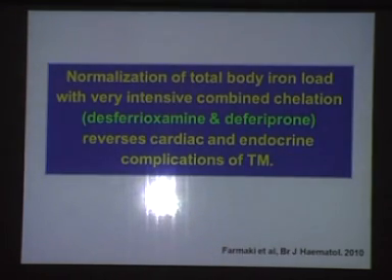Another study by Farmaki found that normalization of the total body iron load with intensive combined chelation, and especially with the combination of desferrioxamine and deferiprone, reverses the cardiac and the endocrine complications in thalassemia major.